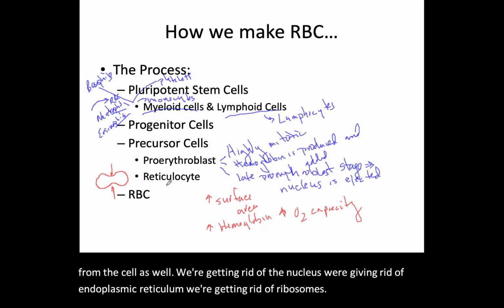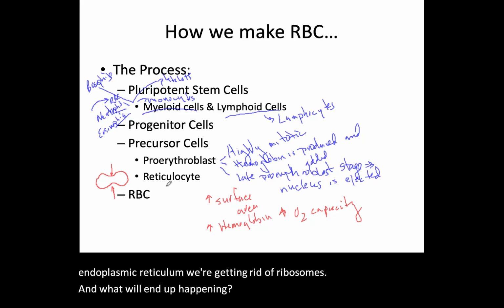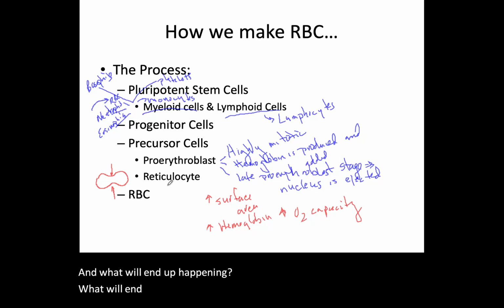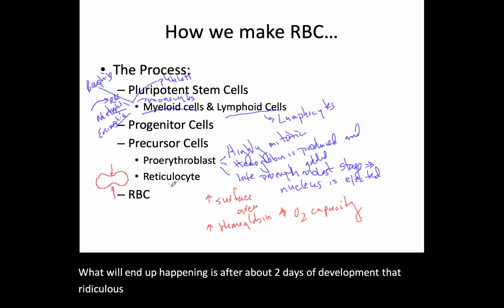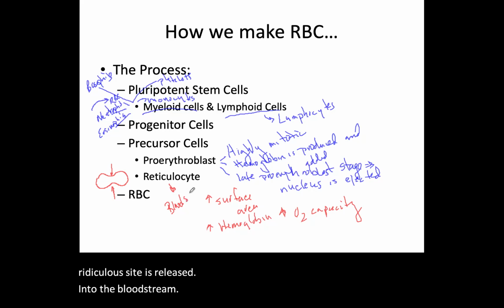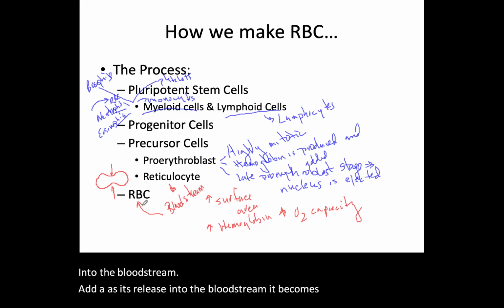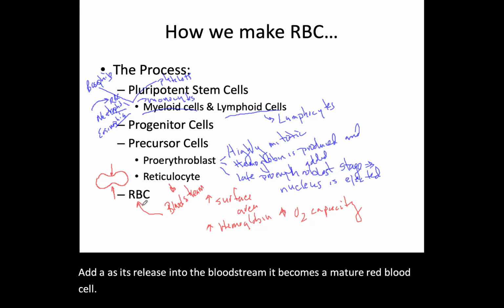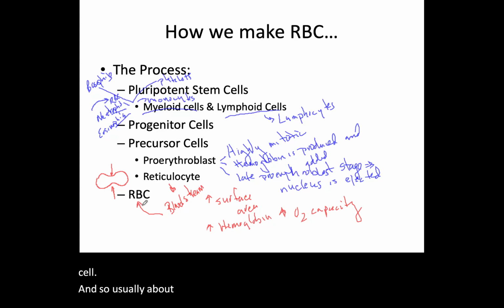And what'll end up happening is after about 2 days of development, that reticulocyte is released into the bloodstream. And as it's released into the bloodstream, it becomes a mature red blood cell. And so usually about 2 days after release, we've got a fully functioning, mature red blood cell.